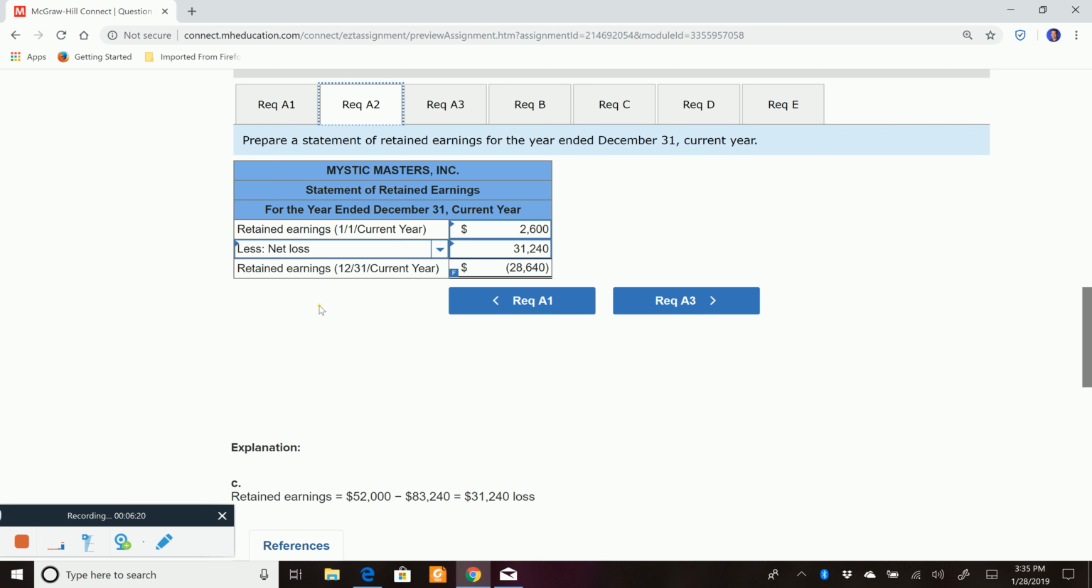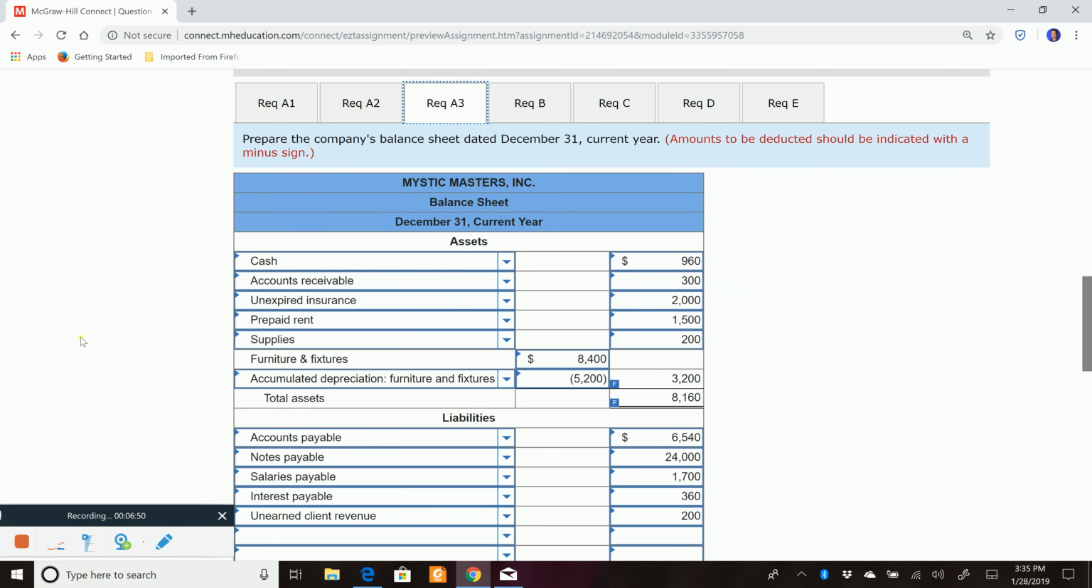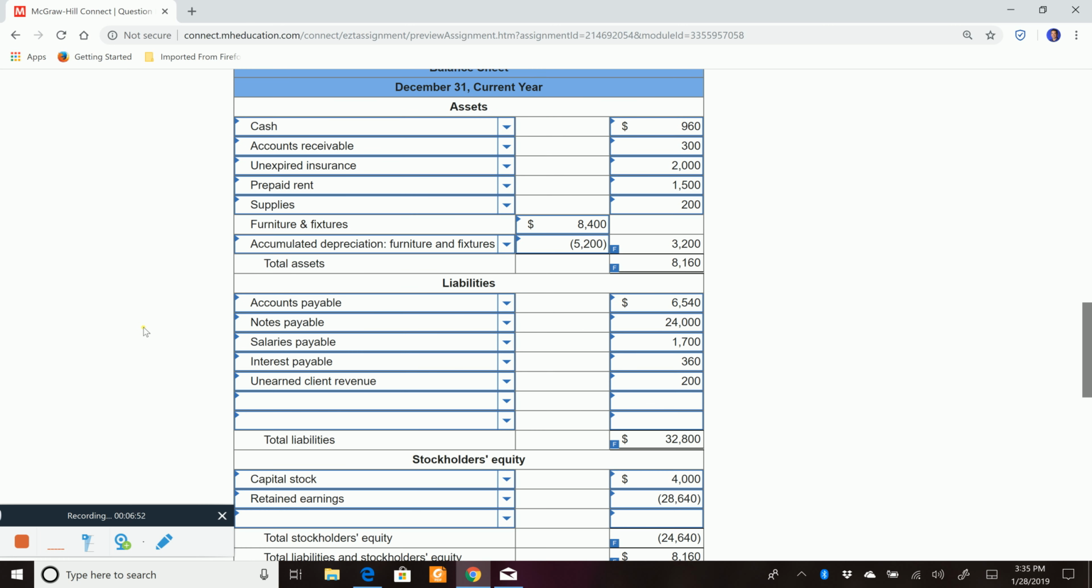I know that because I did not see it on the adjusted trial balance. If there were dividends, we would say less dividends. But we don't have it, so we have retained earnings at the end of the year, which was the beginning number less the net loss. Once again, remember, it would be plus if it was a net income, but it's not. And so we have retained earnings at the end of the year is negative $28,640. Remember this number, negative $28,640, because that is needed to prepare the balance sheet.